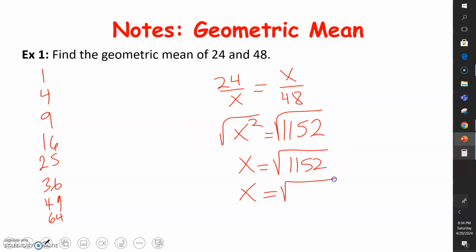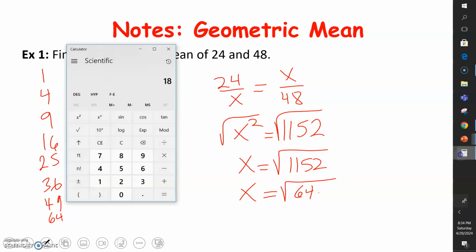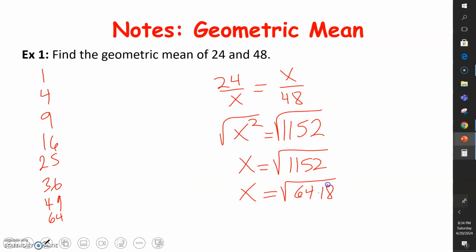So we can see that this is 64 times 18, but we can also see that 18 has a factor that is a perfect square. So this is 64 times 9 times 2. Now, 64 and 9 are both perfect squares, so we'll square root them. The square root of 64 is 8, and the square root of 9 is 3. And 2 is not a perfect square, so it'll stay under the radical sign. We're going to multiply the two numbers that are outside the radical, leaving us with x is equal to 24 times the square root of 2. And that's our geometric mean.